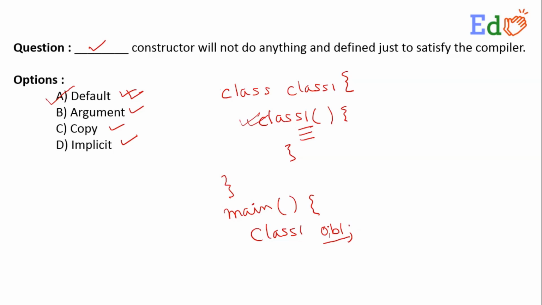So now we are returning back to the question. You can see that here we will be going for option number A, because that is the default constructor which will not do anything and is defined just to satisfy the compiler.